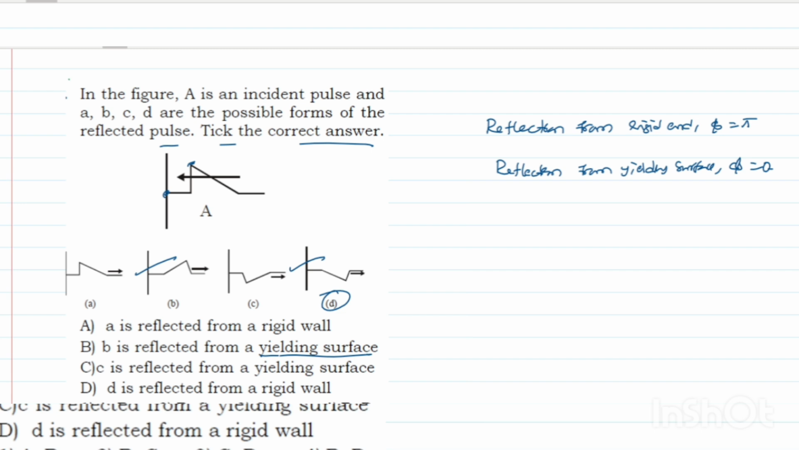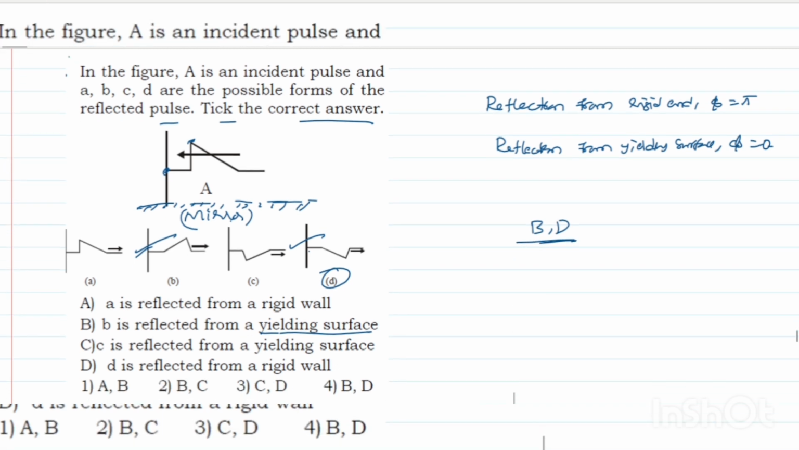So, students, just imagine that while the wave is reflecting, there is a mirror placed like this, and you can talk about the reflection. The reflection from the yielding surface is the second option, and from the rigid surface it is the fourth option. So both B and D are the correct answers.